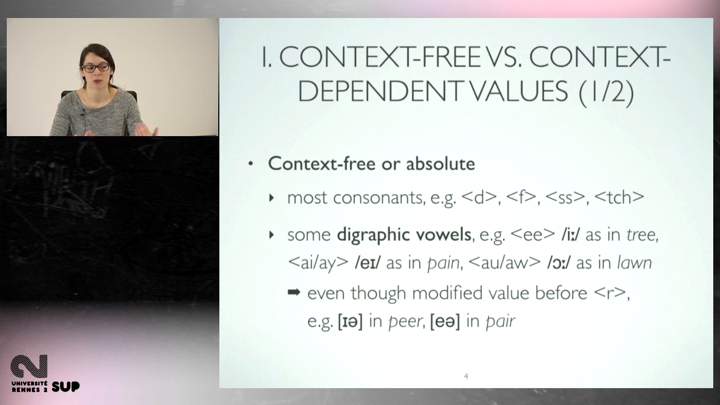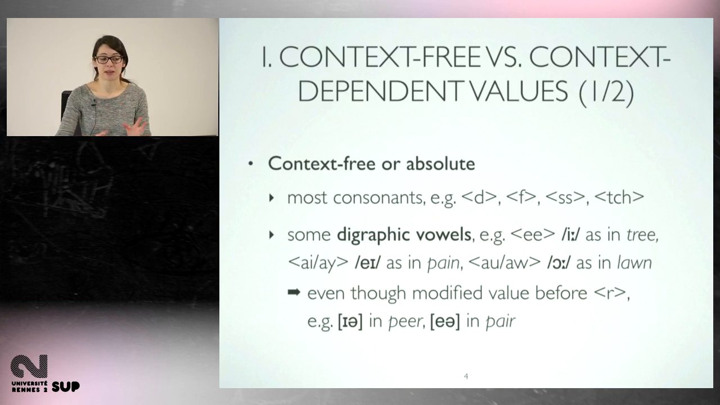An illustration, however, of what happens to these graphemes when they're used before R can be seen in the pronunciation of the digraph EA in pier, where it's pronounced as a diphthong, as opposed to the long vowel E. And the same happens to AI in pair, where the A diphthong becomes a central diphthong, air. So from A you go to air, because of the influence of the R consonant.